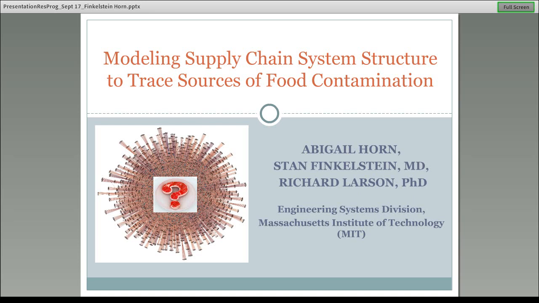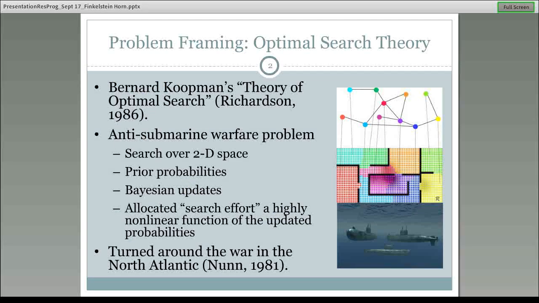We're having trouble advancing the slide from our computer. All right, great.